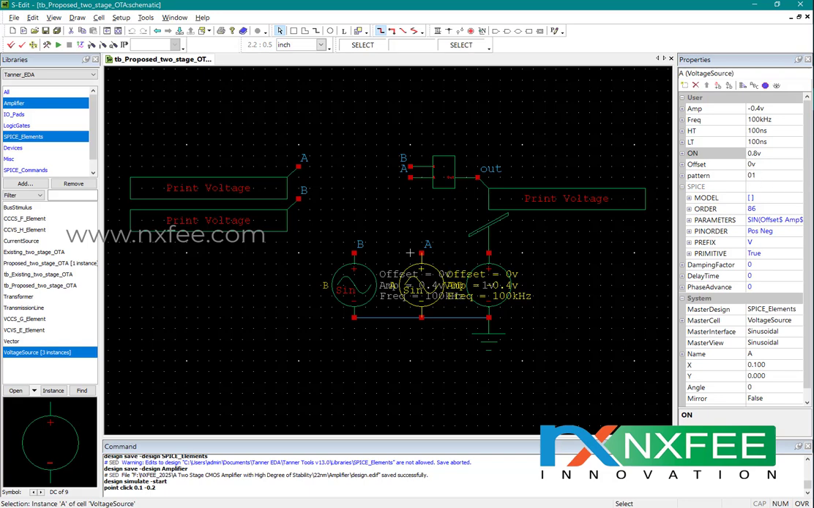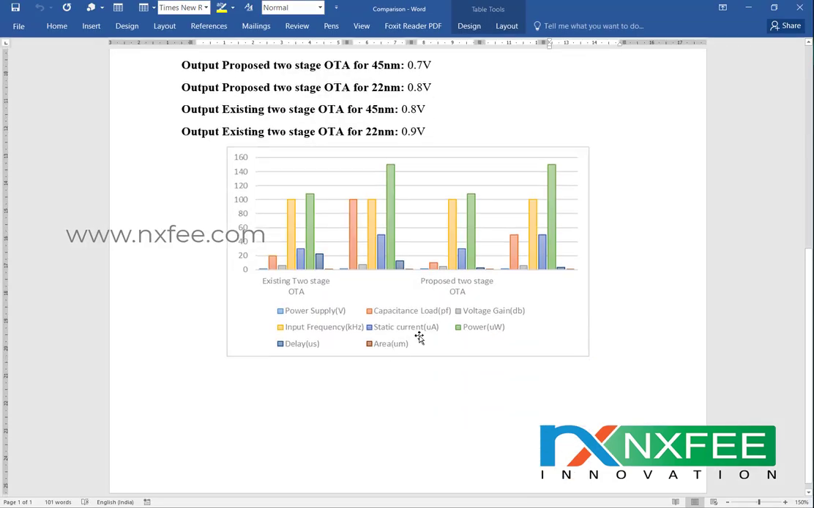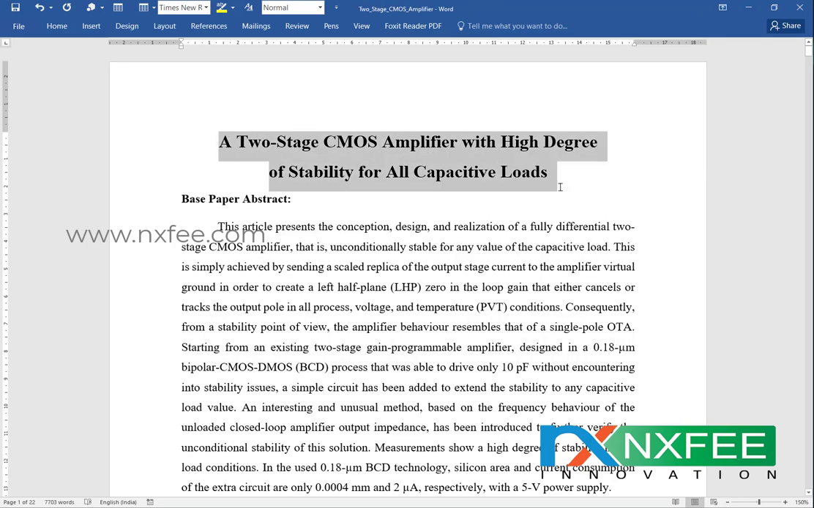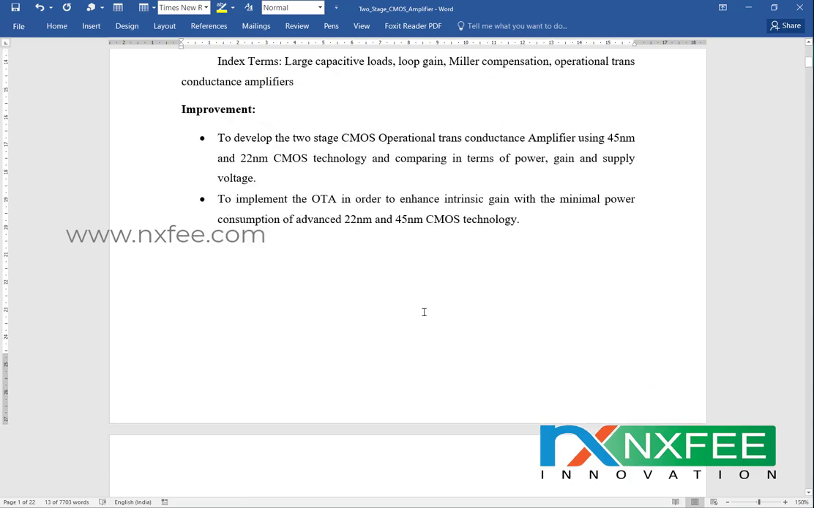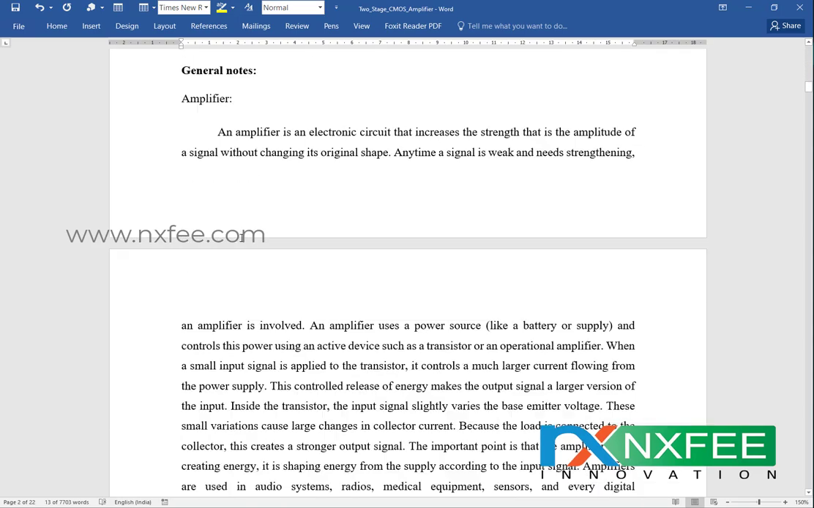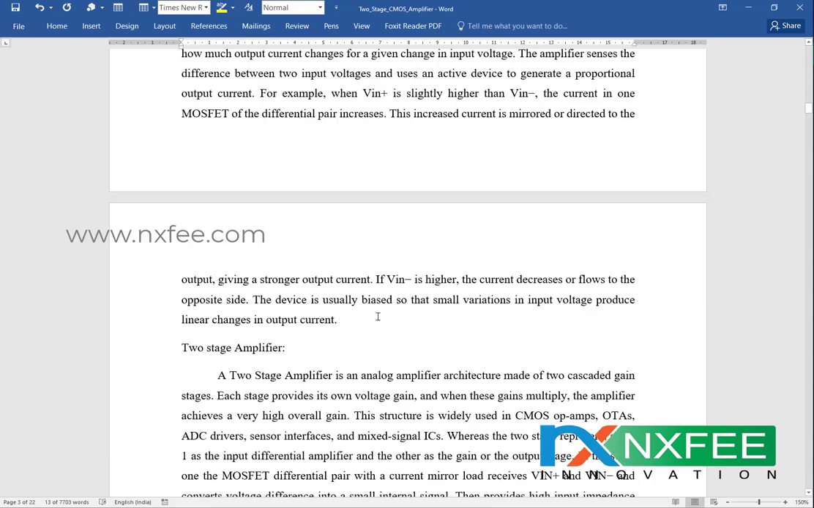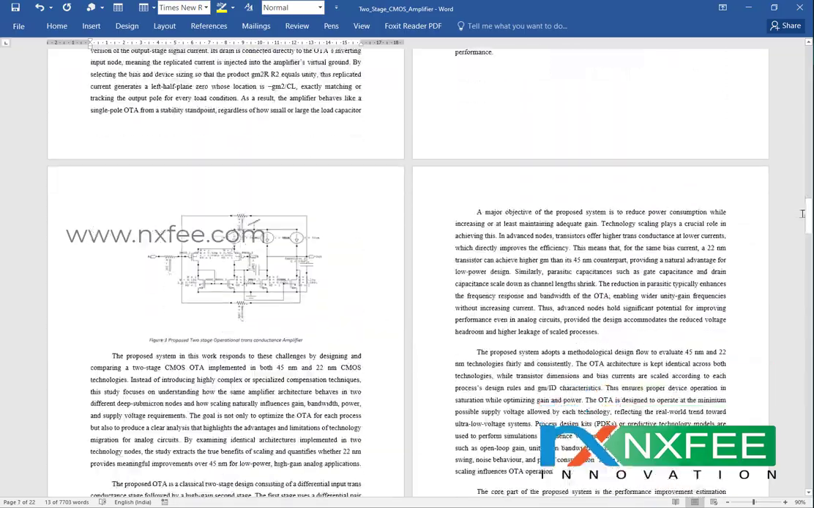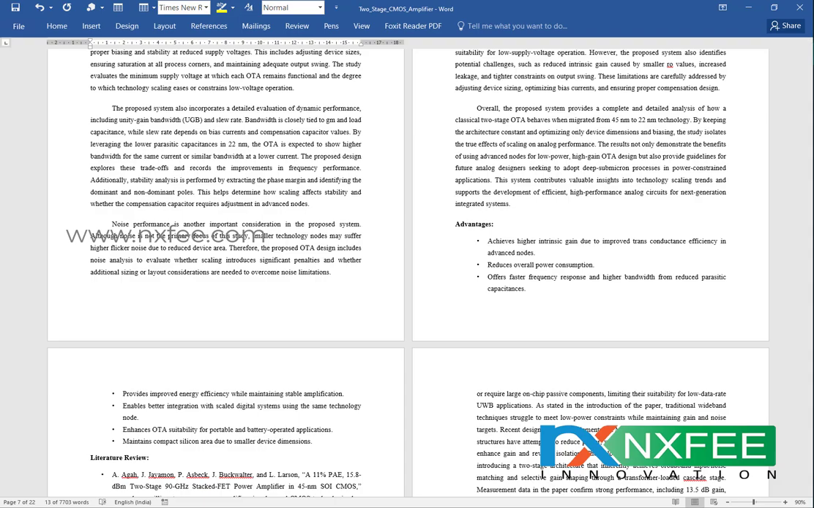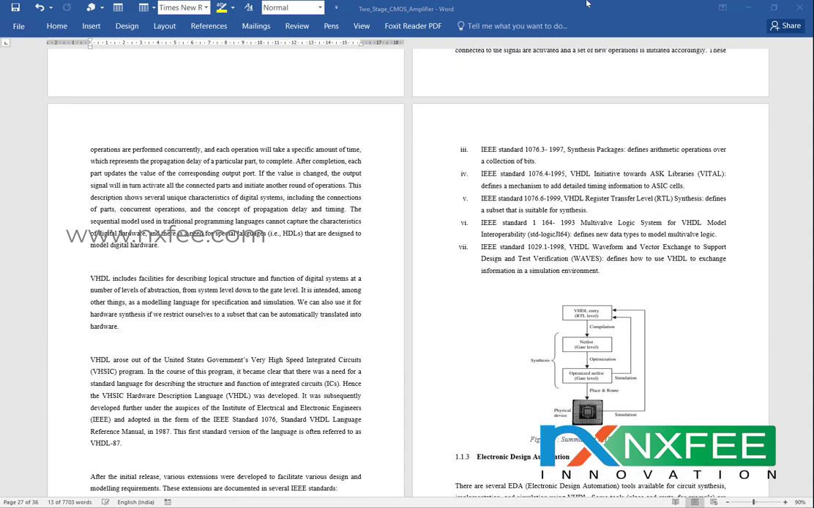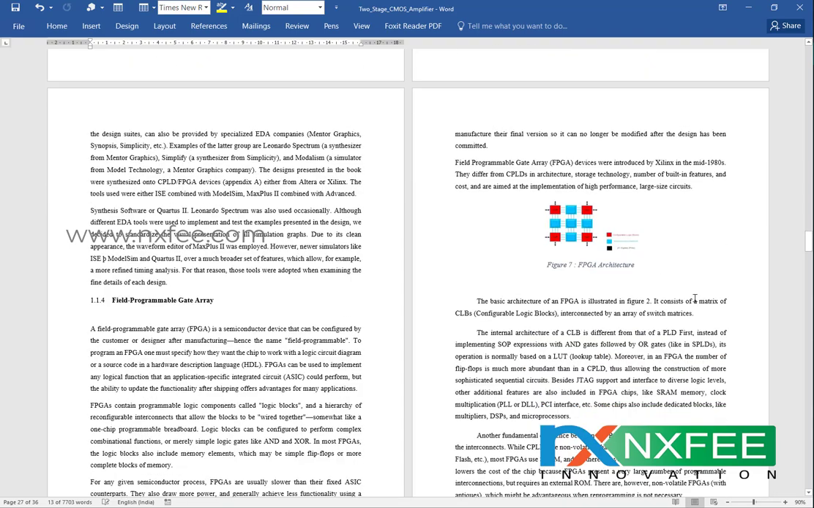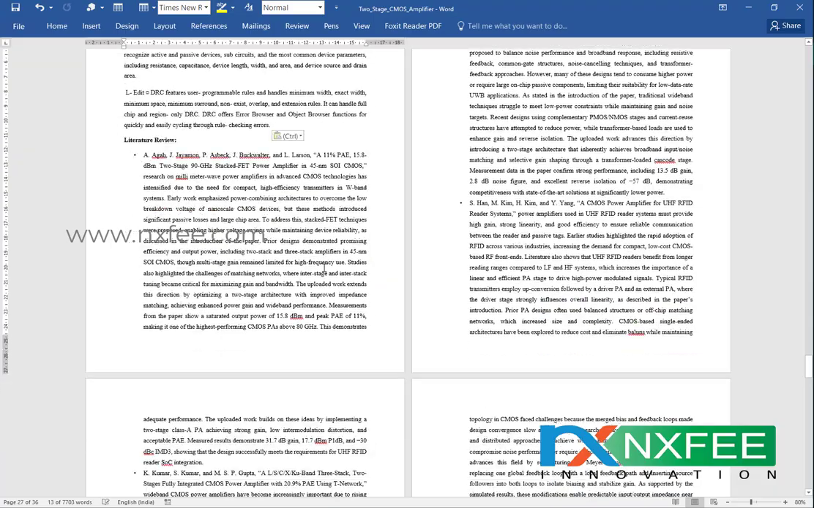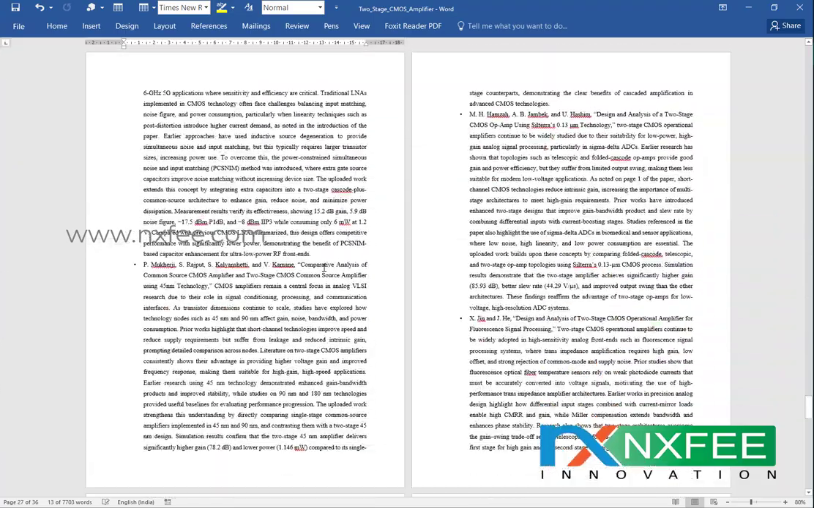We analyzed this comparison in chart mode, and we have written an abstract document for this project. It includes the title, base paper abstract, improvement of the project, proposed title, proposed abstract, and related notes for this project with the advantages, disadvantages, existing system and proposed system. Finally it comes with the literature survey and references.